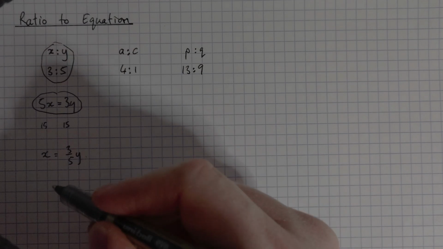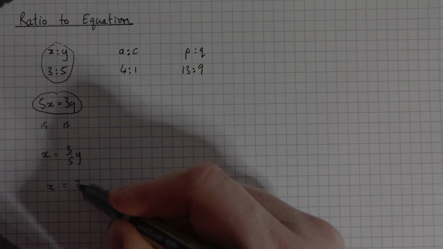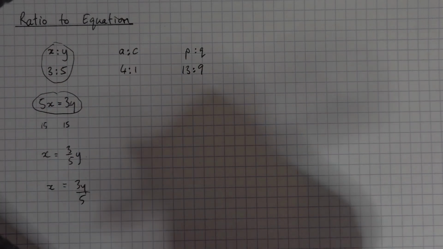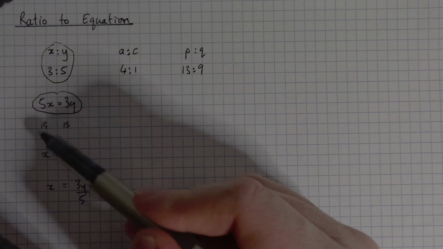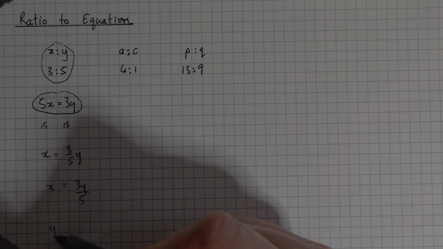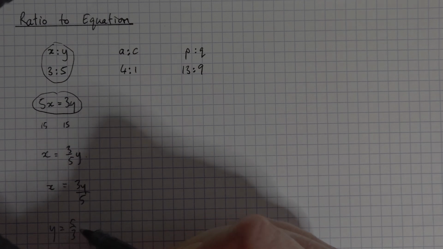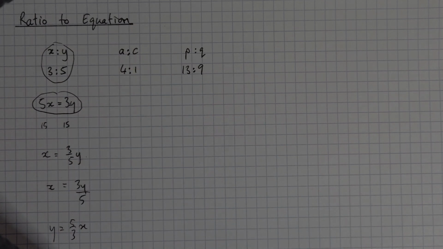You can write that as 3y over 5 if you like. No reason why not. That's the same thing. Lots of ways of writing this. And I could have divided both sides by 3, and then I'd have 5/3 of an x is y. So y is 5/3 of an x, if you like. There are even other ways.